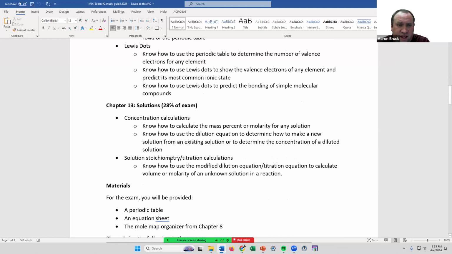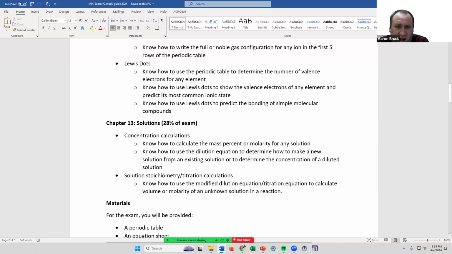Out of chapter 10, Lewis dots. Being able to look at the periodic table and determine how many valence electrons there are. Remember, we use those CAS numbering system headers, the A's. If the periodic table that we have doesn't have A's, we just know to take 10 off of any of the ones that are double digits, and that will give us the number of valence electrons.